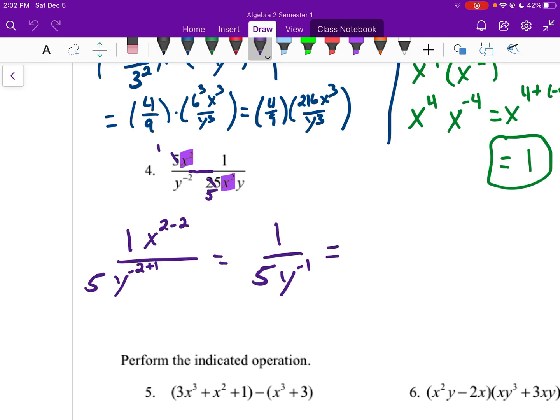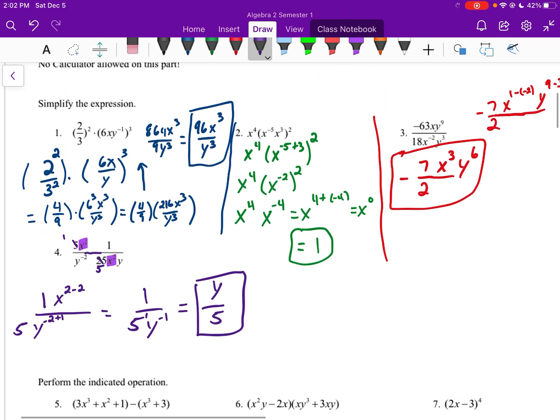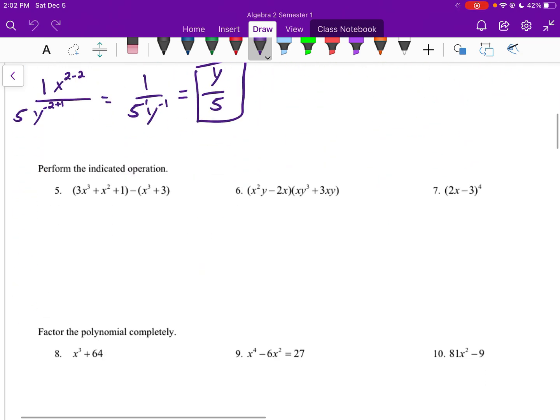We can't have that negative exponent, so we've got to bring it to the top. Now, the 5 is not with the y. The 5 has a positive exponent of 1, so that 5 will stay on the bottom, so we've got y over 5. All right, there is your properties of exponents.